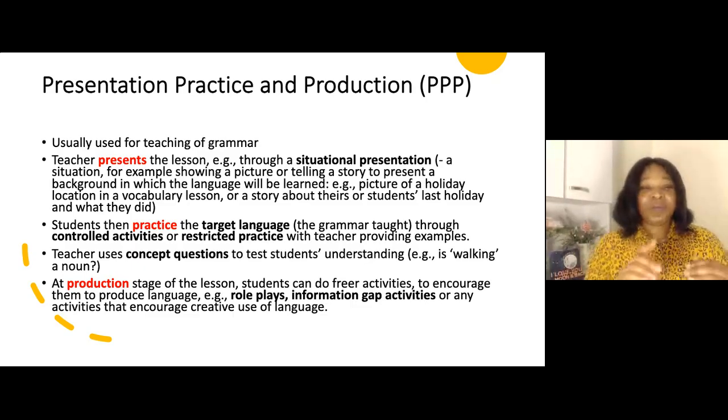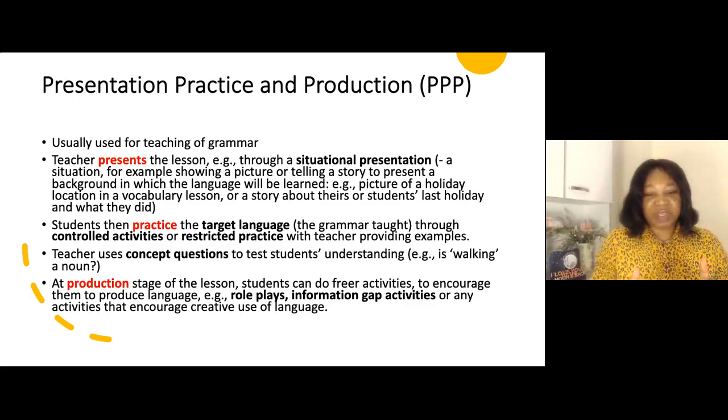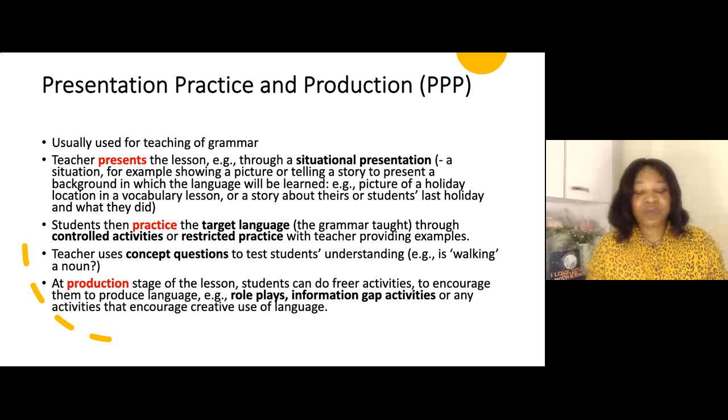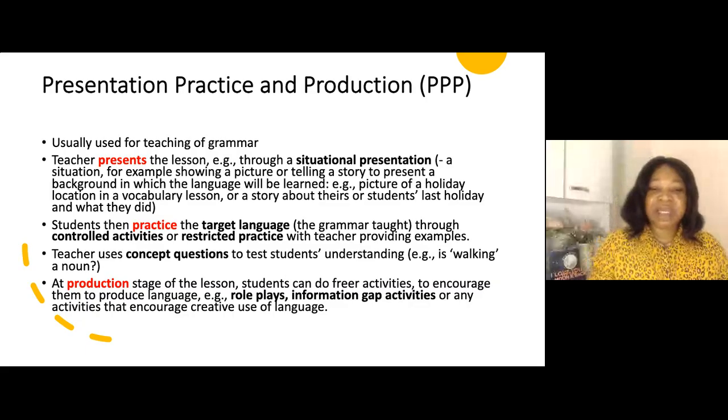Okay, so presentation, practice, and then the final part of this lesson is production, where the students do more activities. But this time in English language, we like to give them the freer activities. We've constrained them already with the restricted activity. So production stage, allow them to be free to produce the language. So whether they're writing freely with their own words, or talking freely.